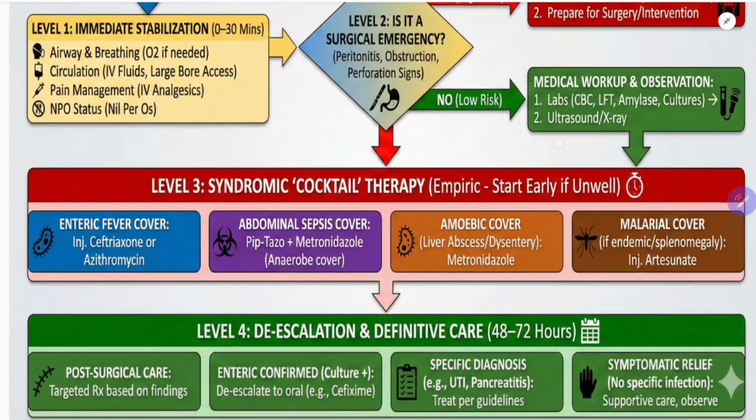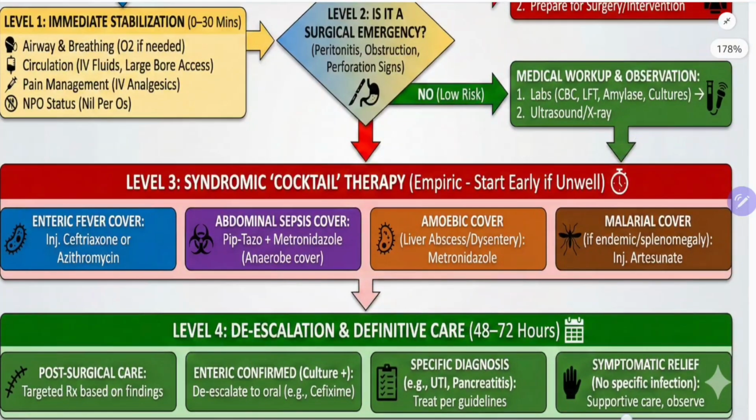What is the empiric therapy in fever with abdominal signs? So if you are considering enteric fever, that is injection ceftriaxone or azithromycin. Abdominal sepsis, you should consider piptaz and metronidazole. Anaerobic cover should be there. Okay. Amoebic cover, metronidazole, for liver abscess or dysentery. Malarial cover, injection artesunate, if splenomegaly will be there in the patient.